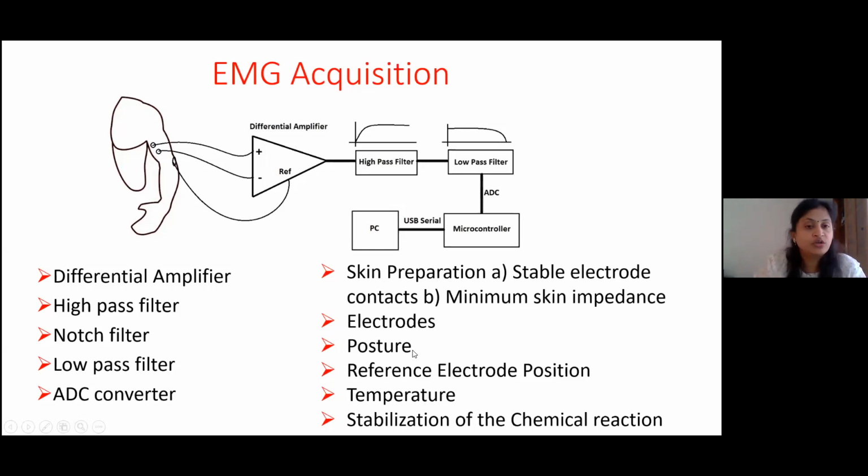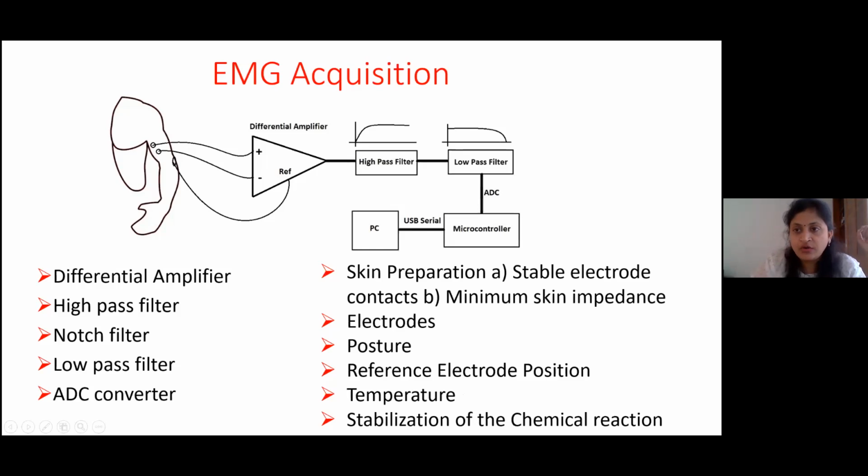In which posture you are acquiring your signal also has to be decided, as well as the reference electrode position. Like I have said, for the reference electrode position, there should be immediate contact with the bone and zero muscle interference. Temperature should be kept constant. This is a very necessary criterion because with temperature your amplitude of the EMG changes. And stabilization of the chemical reaction is also a very important point.